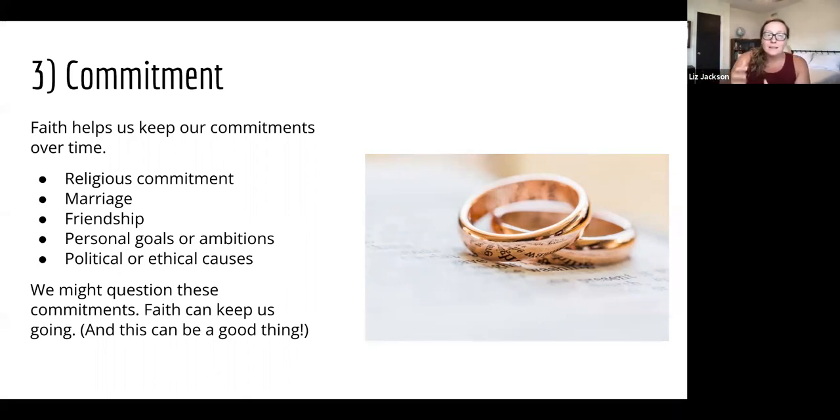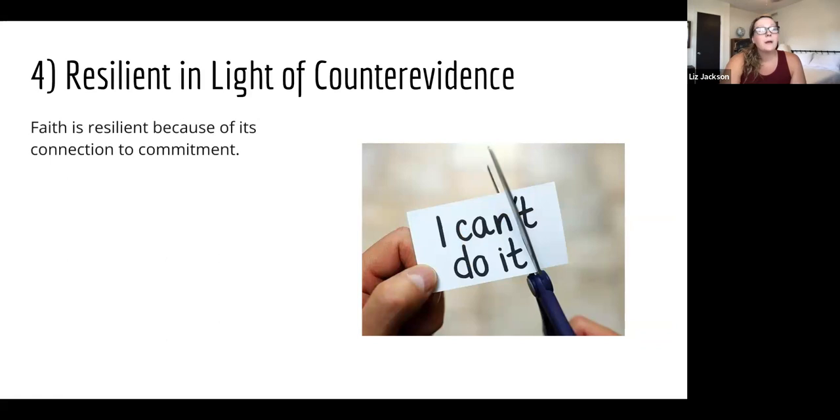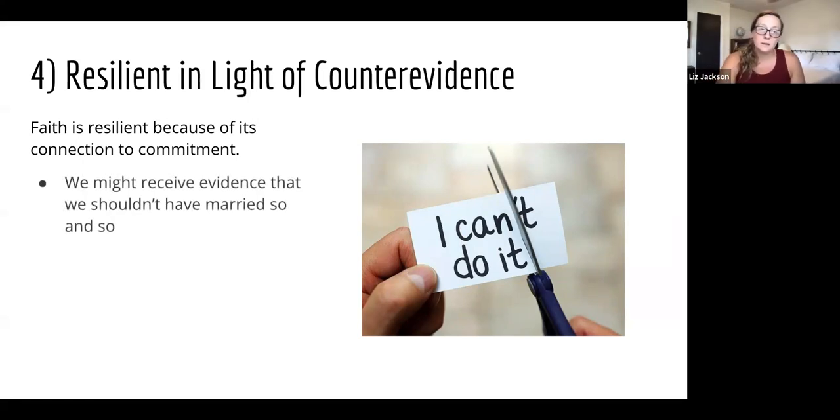And so in these kinds of cases, this idea that faith can keep us going is actually a really good thing. And in the next video, we'll talk more about ways that faith might keep us going in light of counter evidence, in light of these obstacles we face to our commitments. So that's the third component of faith. And the final component of faith, which is actually related to the one we just talked about, is resilience. So faith is resilient in part because of this connection faith has to commitment.